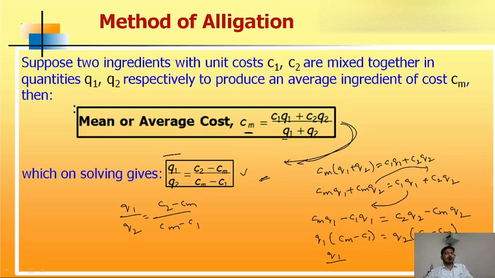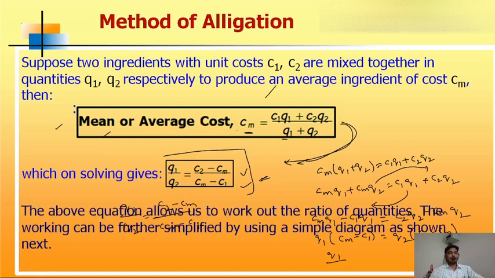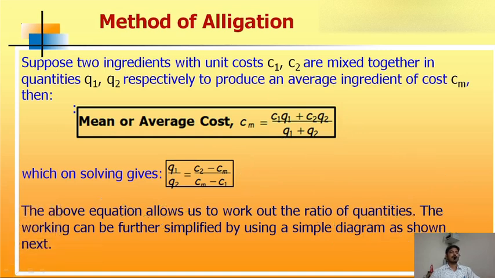But we need to remember that if we want to solve using this average method, you need to remember this formula and substitute the values given here. But without remembering this formula, we can also solve this. How? Let us see it in the next slide. The above equation allows us to work with the ratio of quantities. Let us show it in a diagrammatic approach by further simplifying this equation.